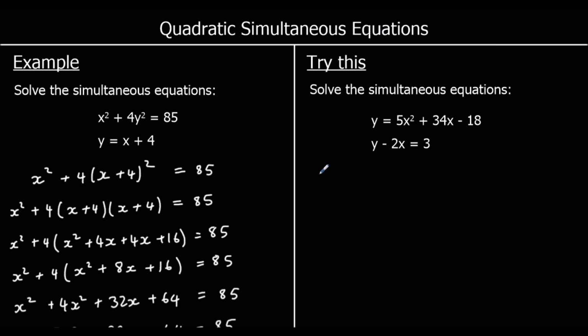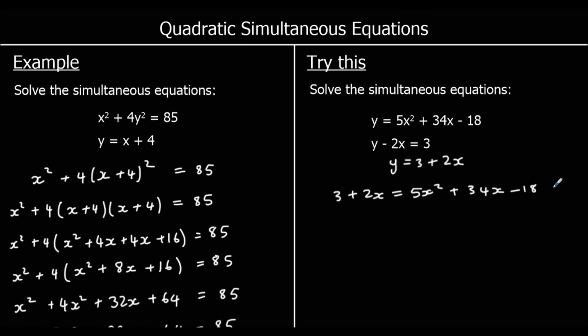So we are going to make the second equation, the linear one, equal to y. So make y the subject, and we can do that by plussing 2x to both sides. So y is 3 plus 2x. And we can substitute that into our top equation, our quadratic. So that will be 3 plus 2x equals 5x squared plus 34x minus 18.